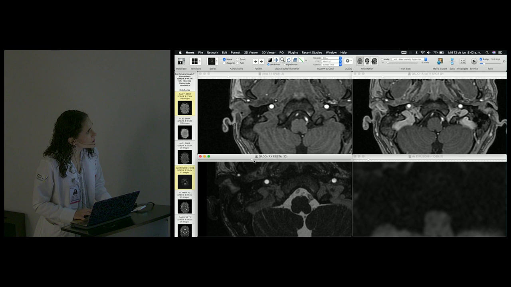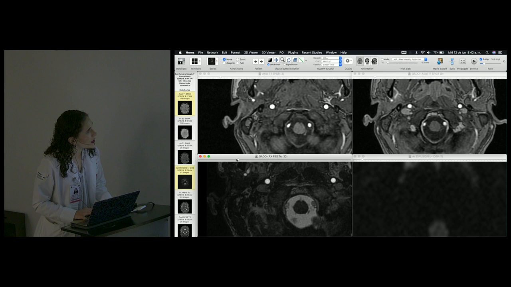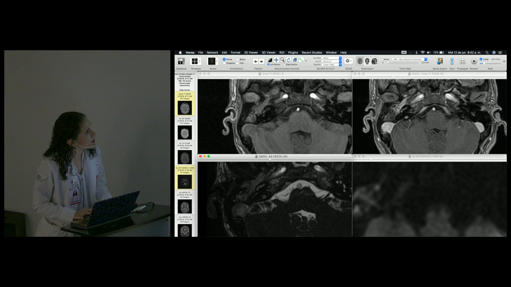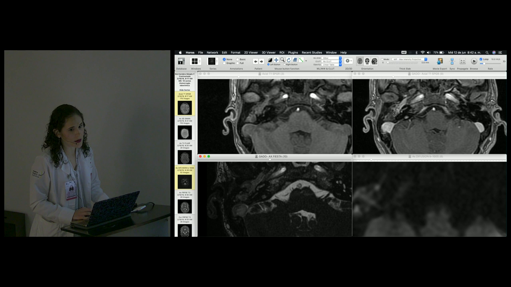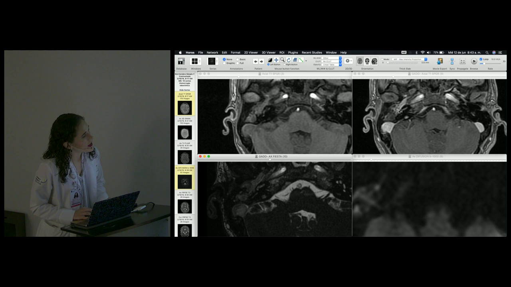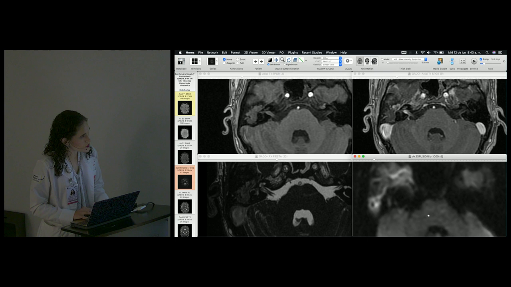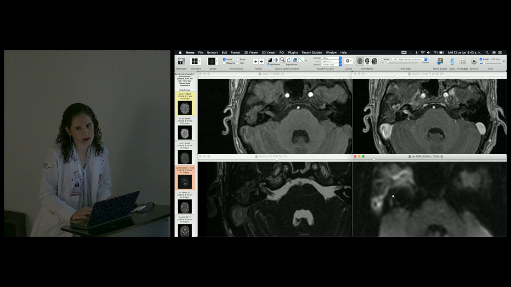Okay, this is the middle ear. There is a high-intensity image that doesn't have enhancement in this posterior portion of the image. Look, there is enhancement in the most anterior portion of the middle ear. Maybe this is granulation tissue or an acute otitis. And we have reduced diffusivity of this portion, so we can say that this is a cholesteatoma.